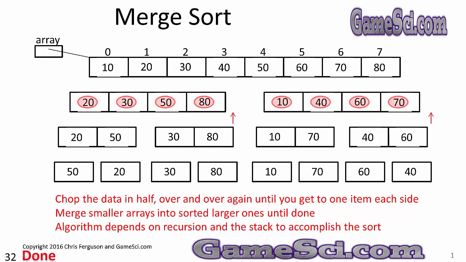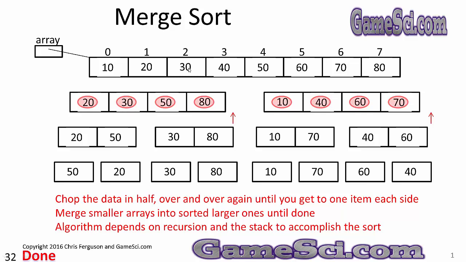Now what did we do there? We chopped the data in half over and over again until we got to one item on each side. Notice as you go down, chop the data in half, chop the data in half, chop the data in half. Once we've chopped it down to one item, we merge the smaller arrays into the sorted larger ones until done. We merge these two into this larger array. We merge these two sides into this larger array. And then finally we merge both of these halves into the larger array. That is Mergesort. Chop, chop, chop, merge, merge, merge.